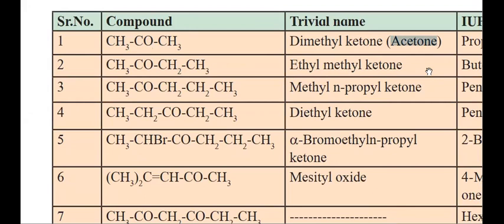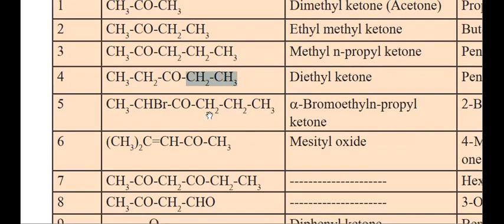Okay, another one is ethyl methyl ketone. This is the ethyl group and the other is the methyl group. We arrange alphabetically, therefore E comes first: ethyl methyl ketone. Then methyl n-propyl ketone, in alphabetical order. Then diethyl ketone, where both R groups are similar.